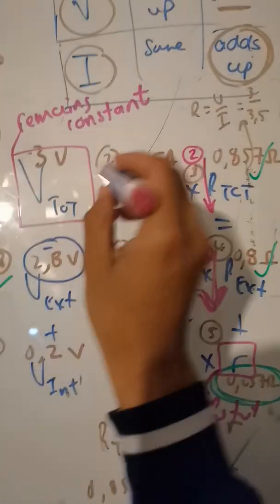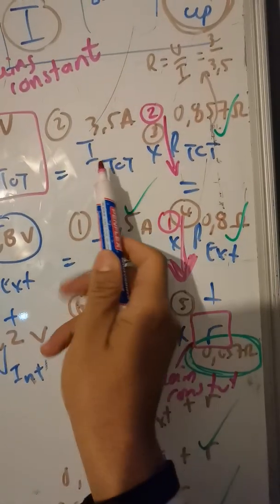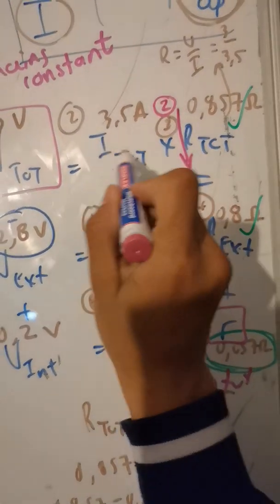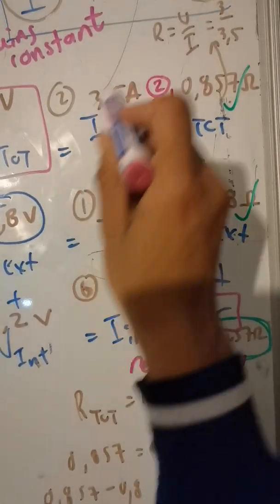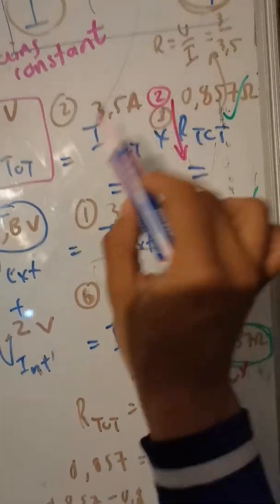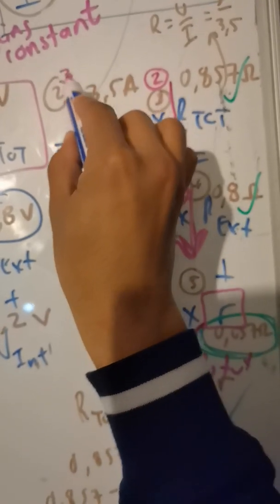If you look at this row over here, V total is now our constant in this row. And I total, so if R total decreases, what's going to happen to I total? I total and R total are on the same side of the equation. They're both on the right hand side. So if R total decreases, I total will increase. And that's what you did.